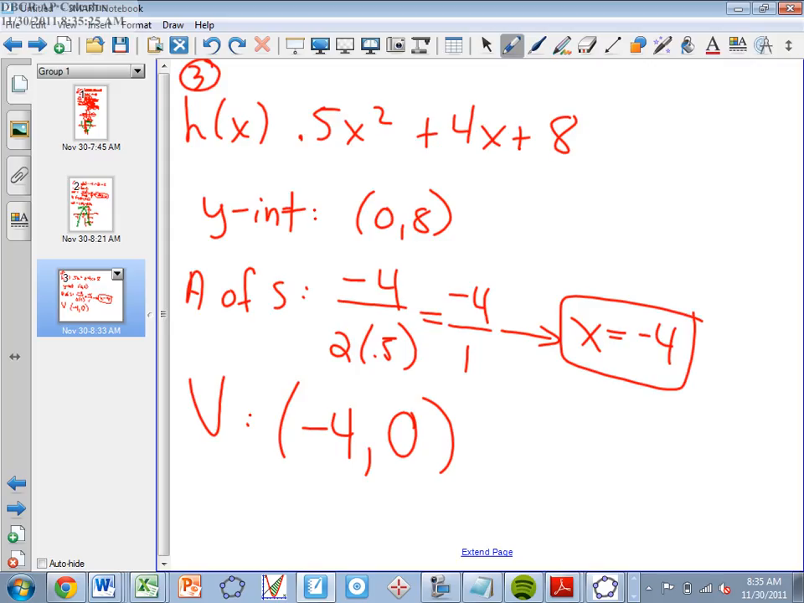Because this function here, call this g of x, only has one root. There it is, right there, because it happens to be the vertex. So in this case, if you use the quadratic formula, or if you run your program, for the roots, we're going to get negative 4, and we're going to get another negative 4. It's the same answer both times, because it's a repeated root.